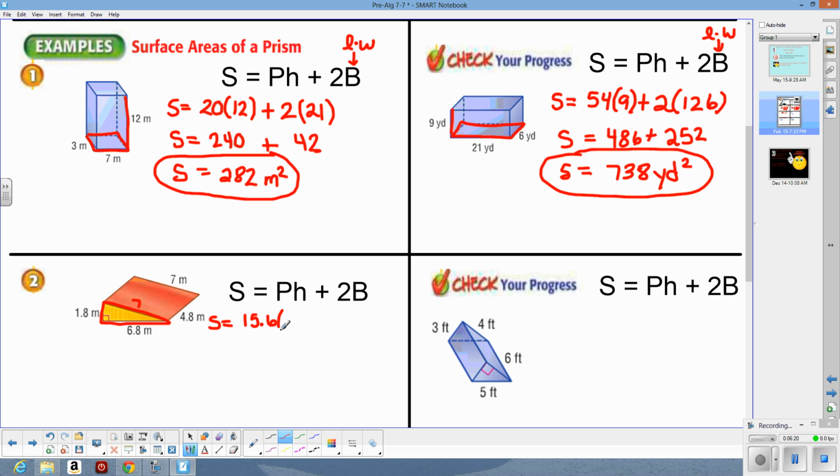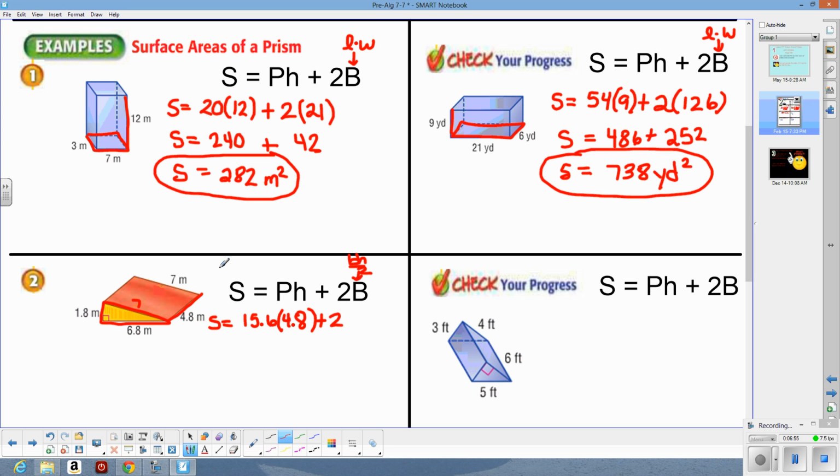We're going to multiply that by the height of the prism. The height is the distance between the two bases, so that's going to be 4 and 8/10. Plus 2 times the area of the base. And since the base is a triangle, it's going to be base times height divided by 2. So base and height of the triangle divided by 2. And then we're going to take that answer and multiply it by 2, since there's a top and a bottom.